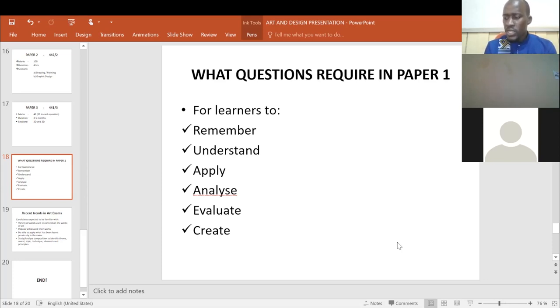So when evaluating and making a judgment, what are some of the terminologies that the candidate will meet in a question? The question will come with terminology such as explain, or evaluate, or compare. They'll also be asked to give the importance of a particular work, and so on and so forth.